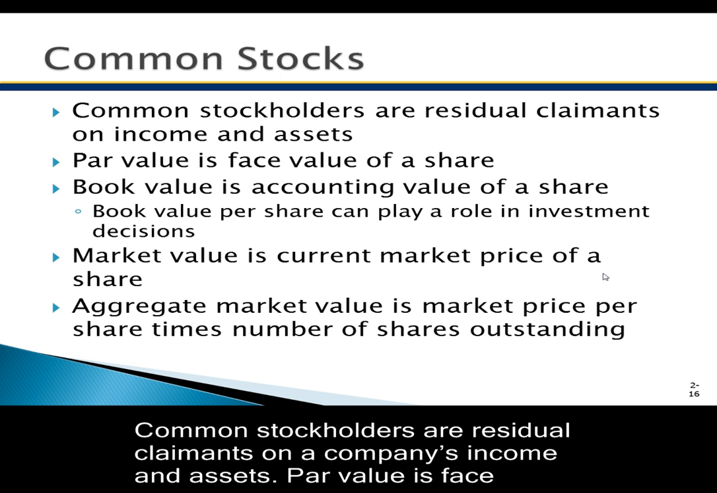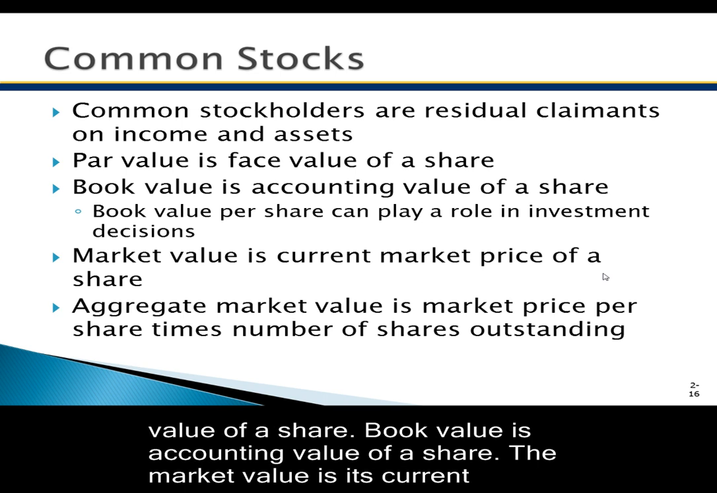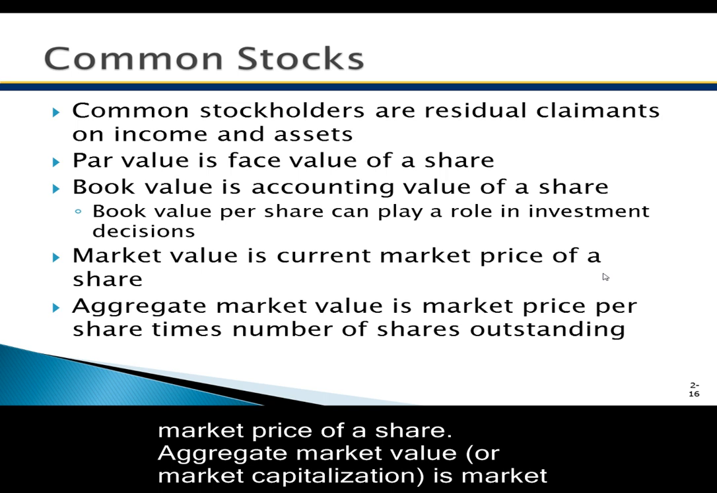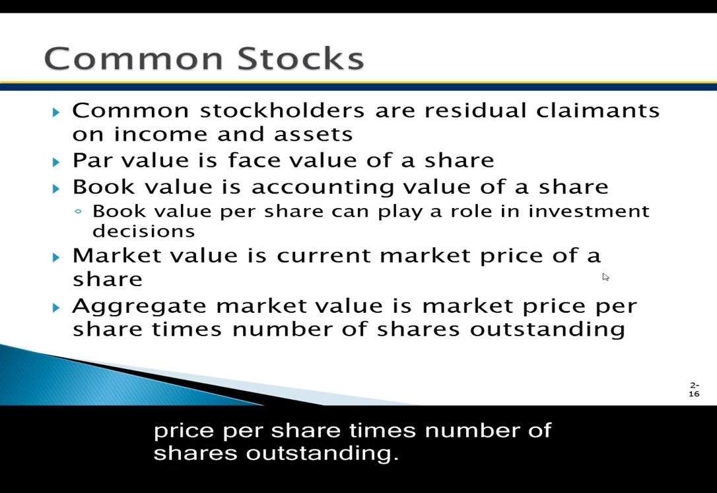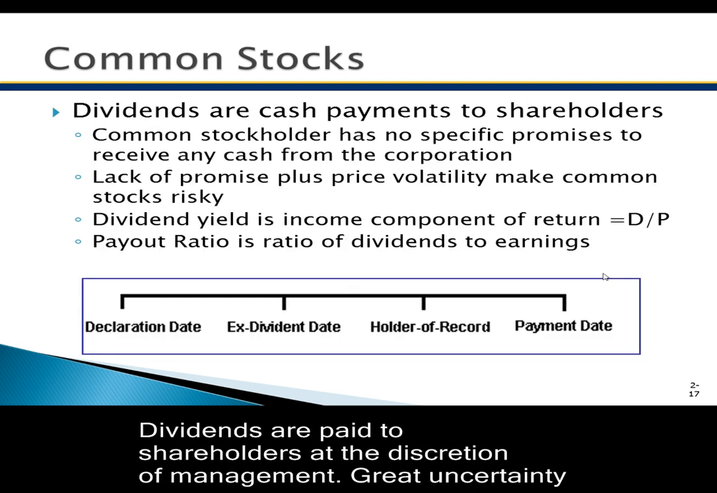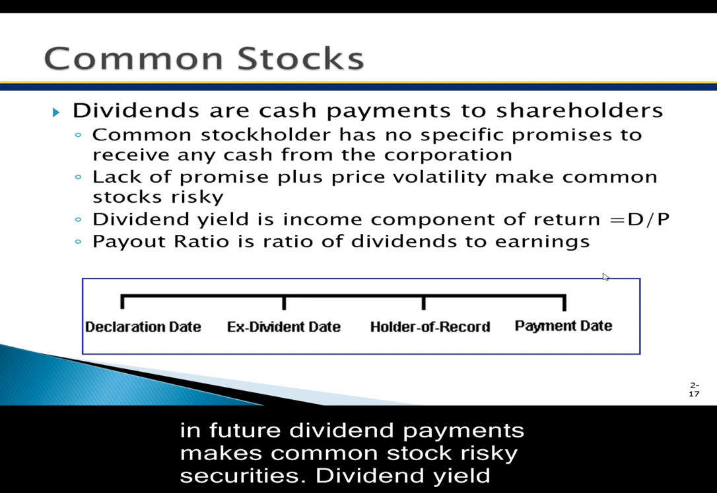Par value is the face value of a share. Book value is the accounting value of a share. The market value is the current market price of a share. Aggregate market value is the market price per share times the number of shares outstanding. Dividends are often paid to shareholders at the discretion of management. Greater uncertainty in future dividend payments makes common stock a risky security.